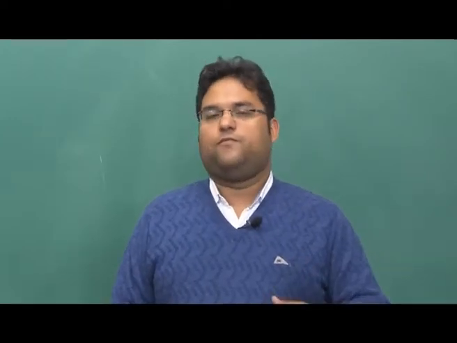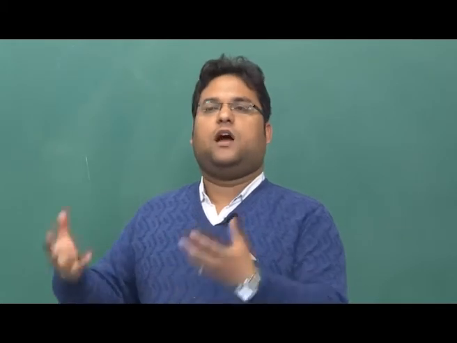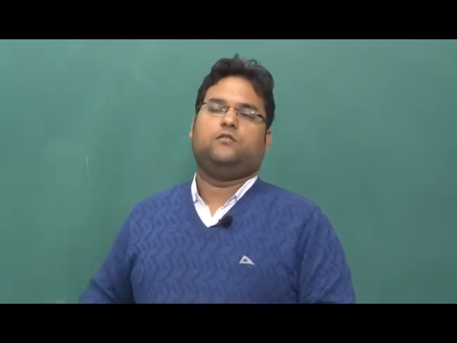Now this is the nativist view, and the nativist view puts forward another hypothesis, which is the continuity hypothesis. The continuity hypothesis, following from what I was just saying, says that phrase structure knowledge possessed by children very early on is almost equivalent to the phrase structure knowledge that adults manifest. The logic behind this is that even if you look at child utterances, their utterances also have a subject. They also have a noun, and they also have verb phrases and noun phrases and those kinds of things. I want to eat apple.